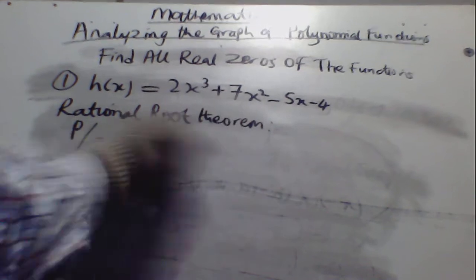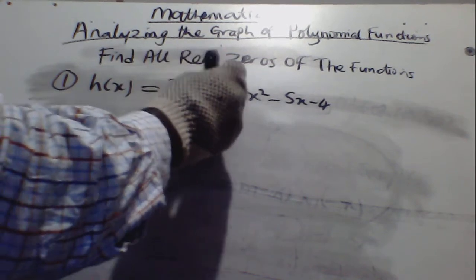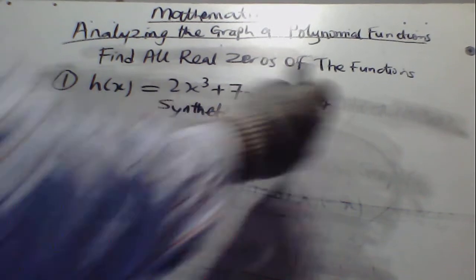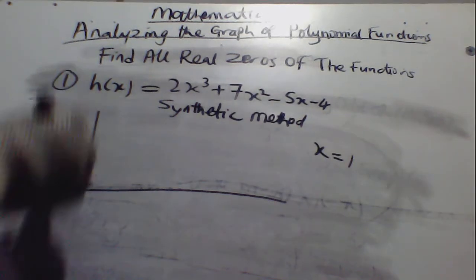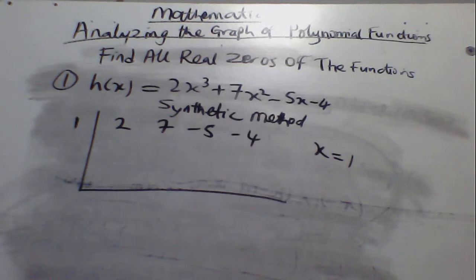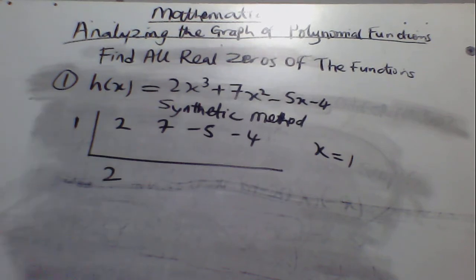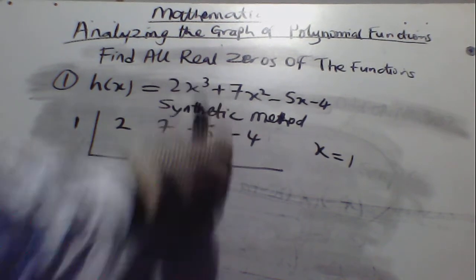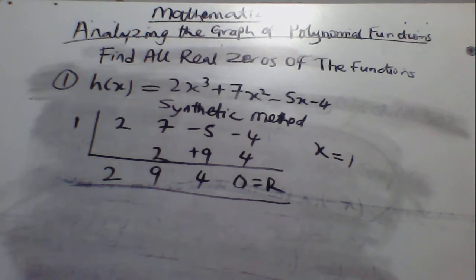So from here we can now use the synthetic method to find the other roots. This is like revision: the synthetic method to find the other roots, knowing fully that x equals 1 is one of the zeros of the function. So from here I now put 2, 7, minus 5, minus 4. Bring 2 down. 1 times 2 gives us 2. You write it here and sum. This gives us 9. So 1 times 9 will give us 9. You sum. This gives us 4. 1 times 4 gives us 4. You sum. This gives us 0. So the remainder is equal to 0.